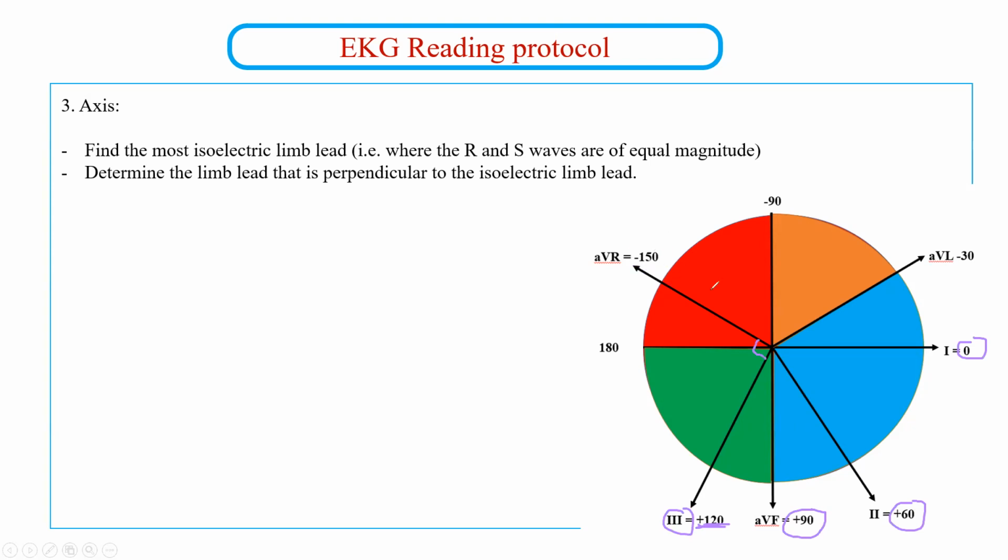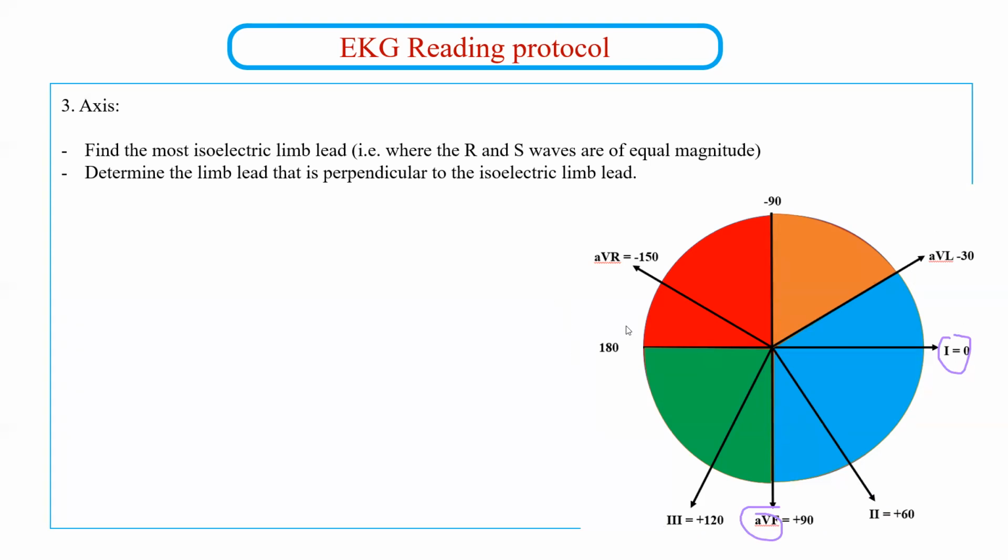So, first step, you determine the most isoelectric lead. Next step, determine the lead that is perpendicular. So, if the most isoelectric lead is lead 2, the perpendicular lead is aVL. If the most isoelectric lead is lead 1, the perpendicular lead is aVF. So here is how you determine which lead you are looking for.